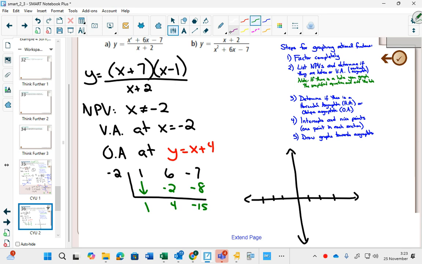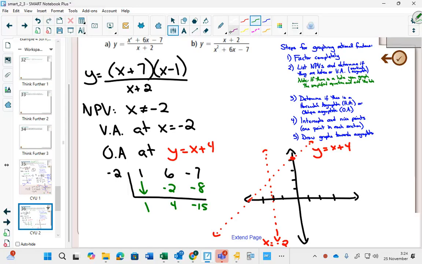So my vertical asymptote at minus 2. My oblique asymptote has a y-intercept of 4, a slope of 1. We can label this x equals minus 2, and this as y equals x plus 4. That's step 3, figuring out your horizontal or oblique asymptote.